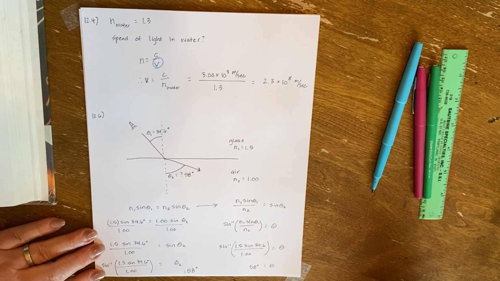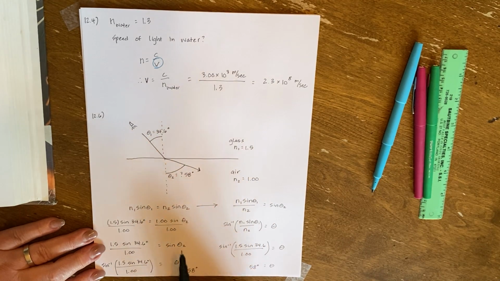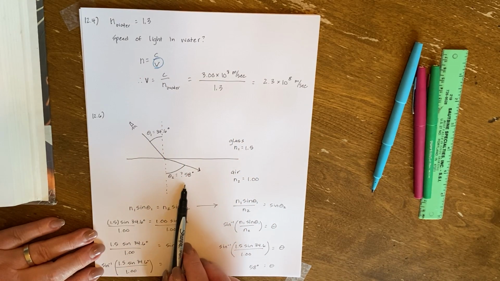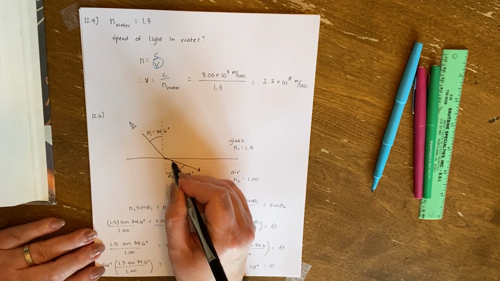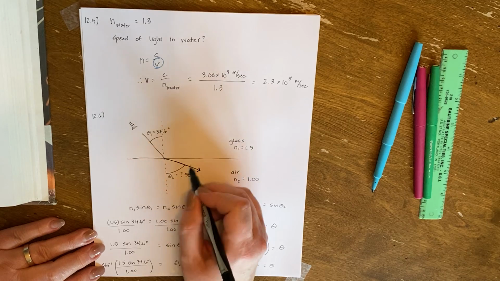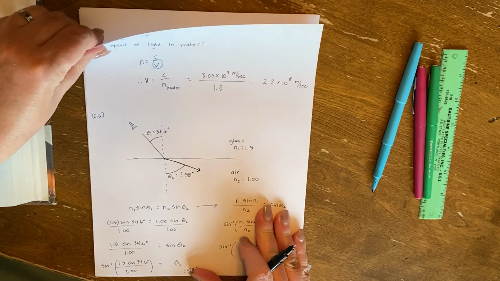And if we step back and say to ourselves, is this reasonable? Well, yes it is, because theta 1 is less than theta 2, which is what we would have expected, since air is a less dense medium than glass, we would have expected the light ray to refract or bend out this way. Okay, so that's just a review of Snell's law.